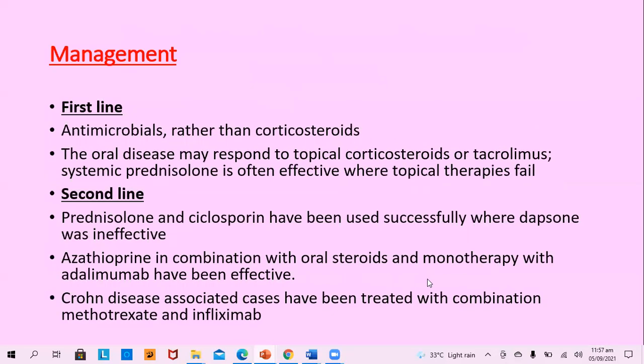First line management of pyostomatitis is antimicrobials rather than corticosteroid, similar to what we see in PAPA syndrome. Oral disease may respond to topical corticosteroids or tacrolimus. Systemic prednisolone is often effective when topical therapies fail. Second line treatment includes prednisolone or cyclosporin, where dapsone is ineffective. Azathioprine in combination with oral steroid and monotherapy with adalimumab have been effective. Crohn's disease associated cases are treated with a combination of methotrexate and infliximab.